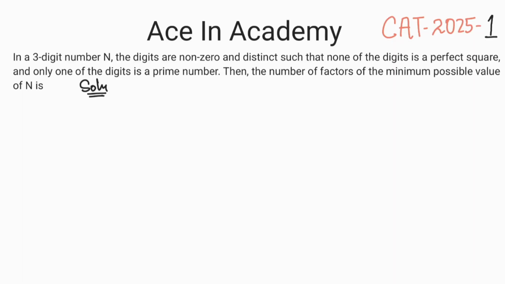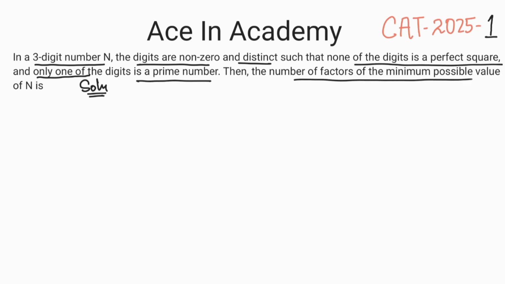So according to our given question, it is given that in a 3-digit number n, the digits are non-zero and distinct such that none of the digits is a perfect square and only one of the digits is a prime number. Then the number of factors of the minimum possible value of n is. So it is a very layered question and we have to solve it step by step so that we don't miss any clue from the given question.